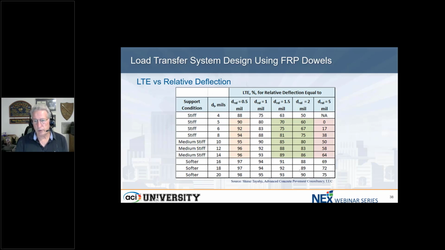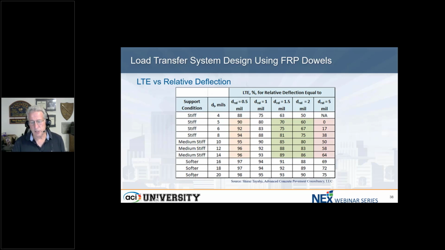All these values of load transfer efficiency come from having a relative deflection across a joint of 2 mils. If you have a very stiff foundation, the loaded side deflection is 4 mils. Unloaded side is going to be 2 mils. Relative deflection is 2 mils. Load transfer efficiency is 50%. An awful lot of state specifications and poorly educated people are going to say, oh, 50% load transfer, we have to throw that out. That's no good. But clearly, it's not bad. It's very, very low deflections. That's a pretty good system.